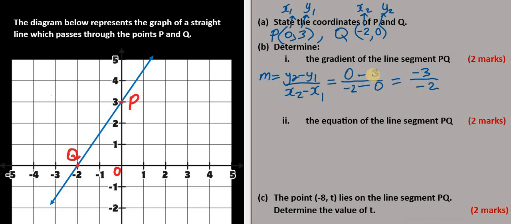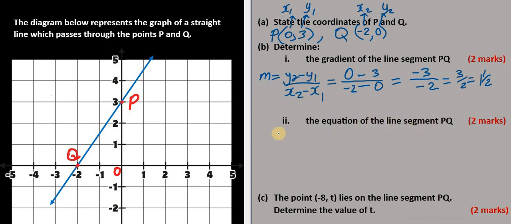If you ignore the 0, you'll see you have -3 here, right? Subtracting 0 is like just leaving -2. Okay. Now, negative divided by negative is positive, and 3 divided by 2 is 1.5, or we can say 3 over 2, which is another option, or we can write it as 1.5 as we said. Either way, same answer. Now let's get part 2 of B. The equation of the line segment PQ.